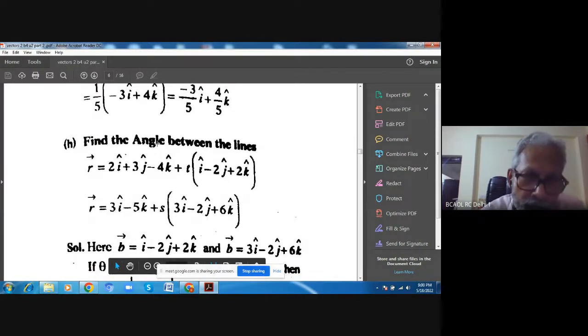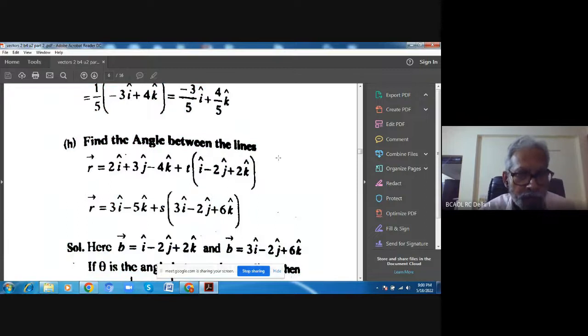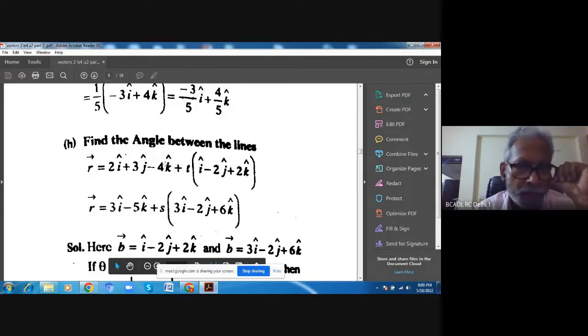Now another situation: angle between the lines. There are two lines, or we can say there are vectors. In this case they are saying lines. Angle. There are two lines, and you have to find the angle between them. Okay, fine. So these are given, r1, and this is another line. There are two lines given.